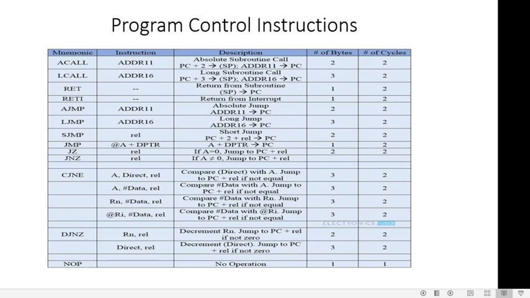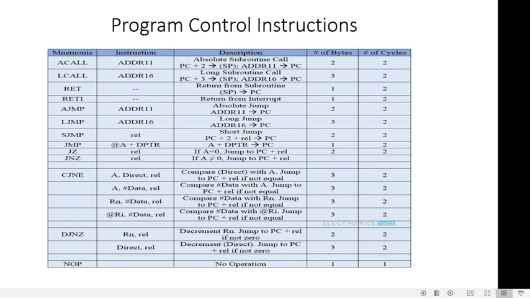Now, the next instruction set is program control instructions, which control the program. That means it can compare something, and depending upon that, it will perform the operation. It can jump to a specific location. That jump may be an absolute jump, long jump, or short jump.